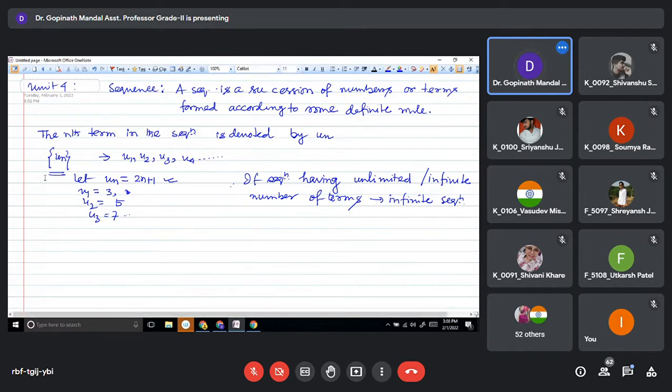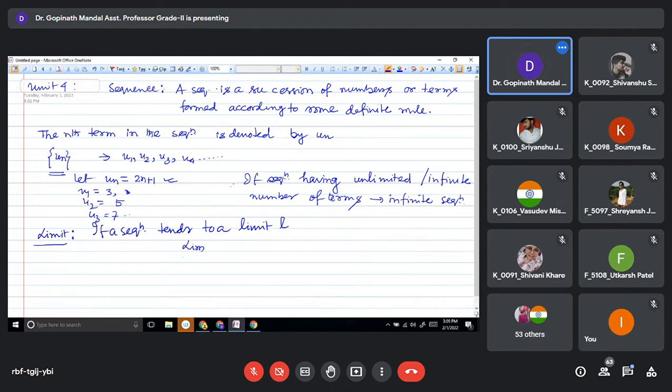Limit of a sequence. If a sequence tends to a limit L, then we can write limit n tending to infinity sequence un equal to L.